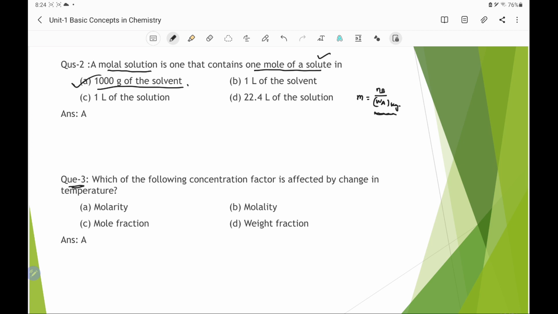Question number 3. Which of the following concentration factors is affected by change in temperature? The concentrations which depend on the volume of the solution will depend on the temperature, because volume changes with temperature. Therefore, the concentration which changes with temperature is molarity, because molarity is defined as the number of moles of the solute in 1 liter of the solution, and because the volume changes with temperature, we can say molarity depends on the temperature.